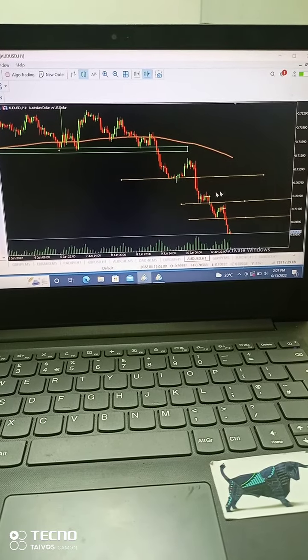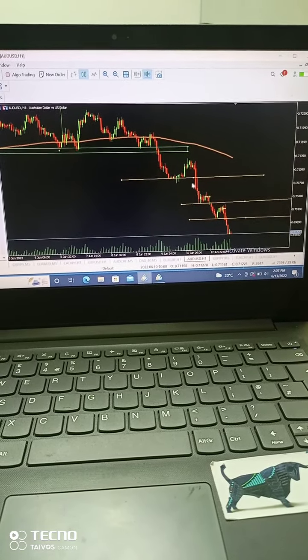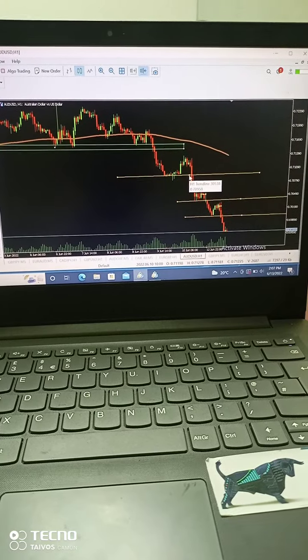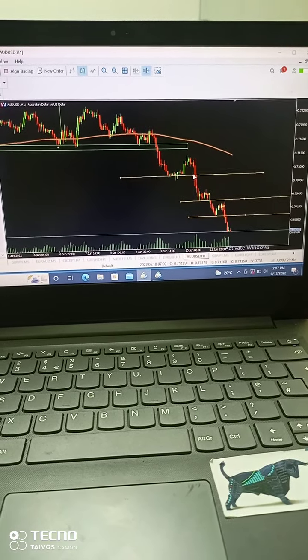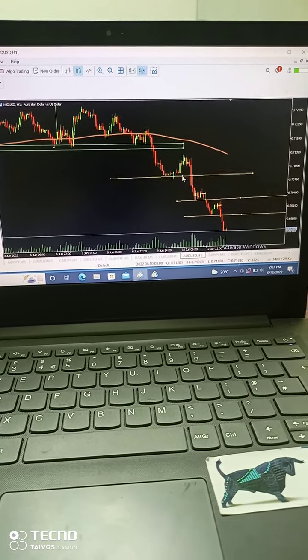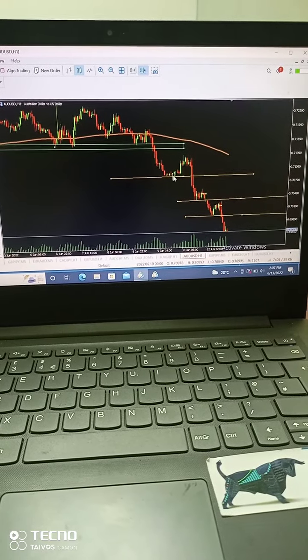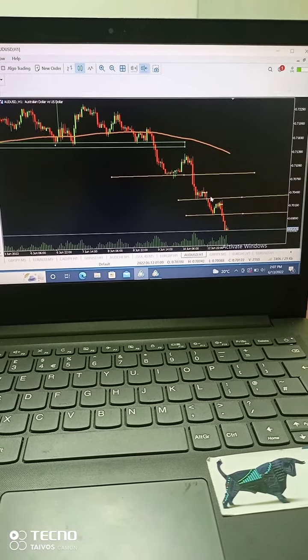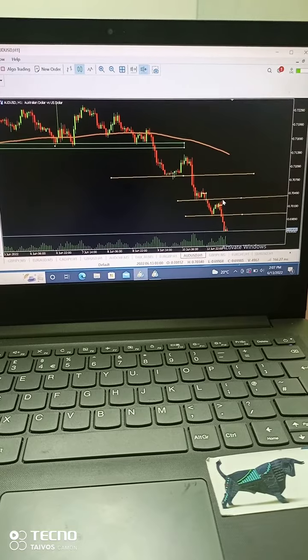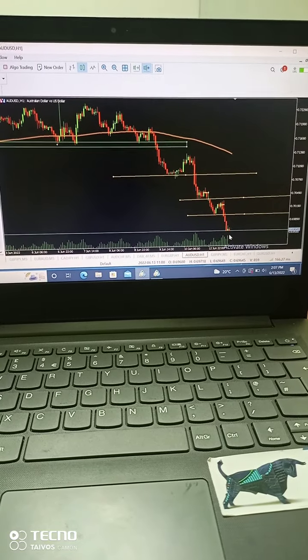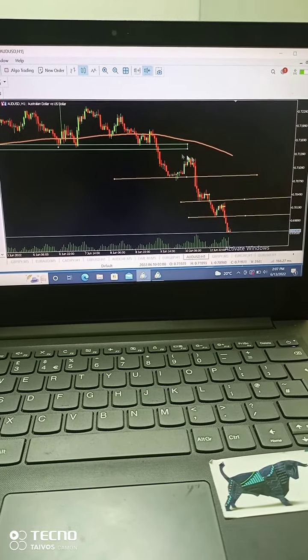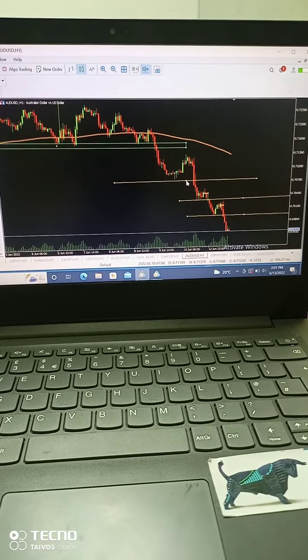So this is AUD/USD. As you can see, it came, and then you can see that it has been breaking these lows. It has been breaking all these lows.